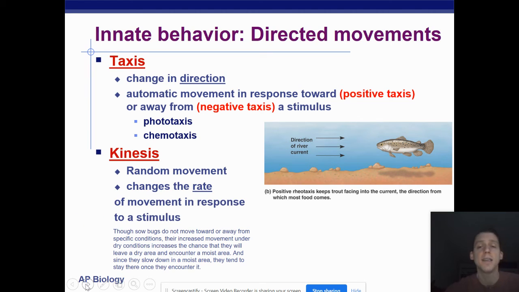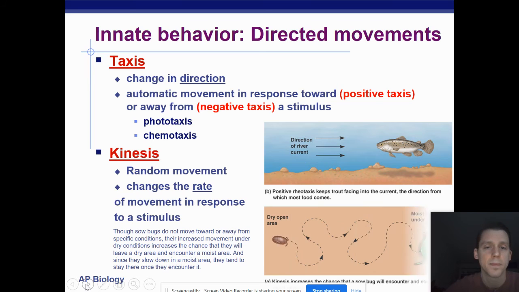So you might see kinesis if you turn over a rock and suddenly these insects are exposed to light and they just start moving in any direction because the goal is to get out of the light. So by moving in any direction, they are more likely to end up in a spot that doesn't have light. So this would be kinesis, not a direct path.